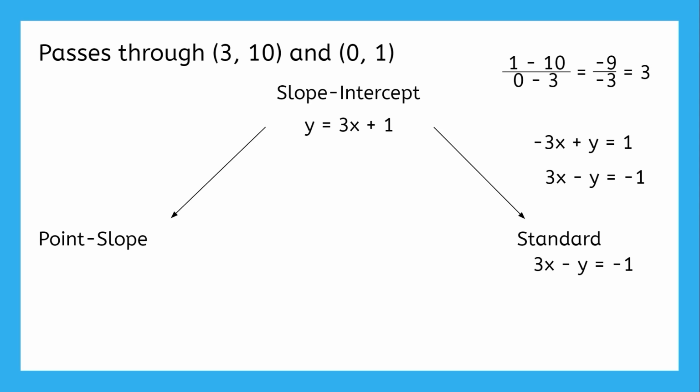For point-slope form, we just use the information we already know, which is the slope and any point, which can include the y-intercept. Then we simply plug those points into point-slope form, and we get that y minus 1 equals 3 times x minus 0.